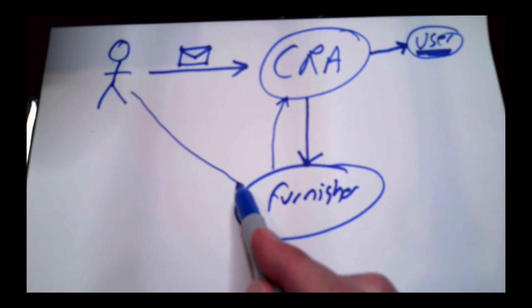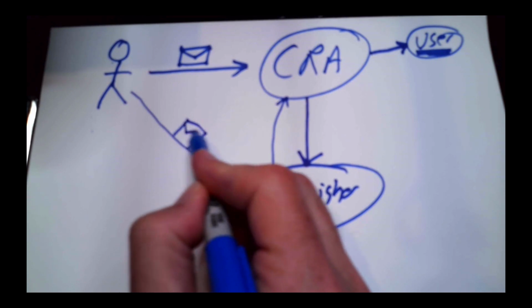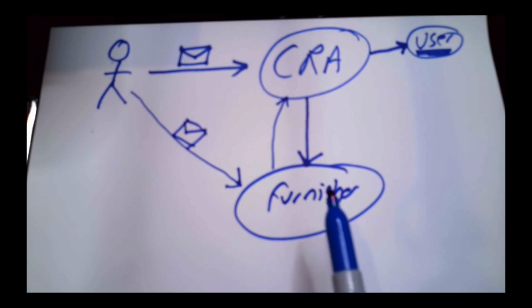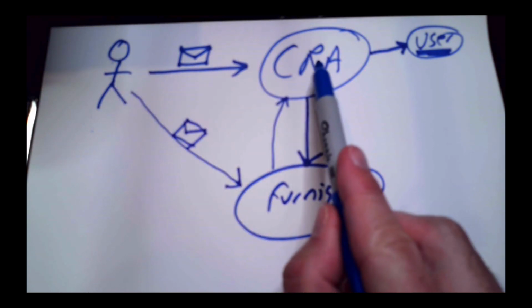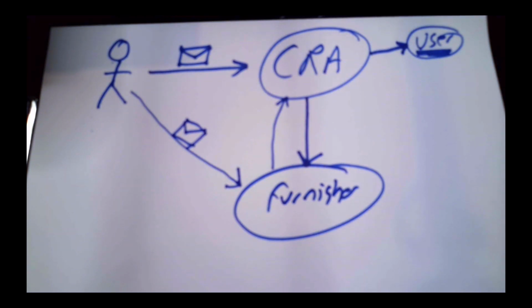Now, you're allowed to send it, you can do a letter directly to the furnisher, and they have an obligation to fix it if it's wrong. But if they don't, you can't sue them for that. You can only sue a furnisher when you go to the credit bureau, and then the credit bureau goes to the furnisher and says, hey, what do you think?